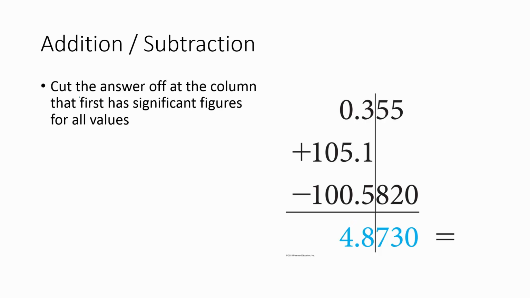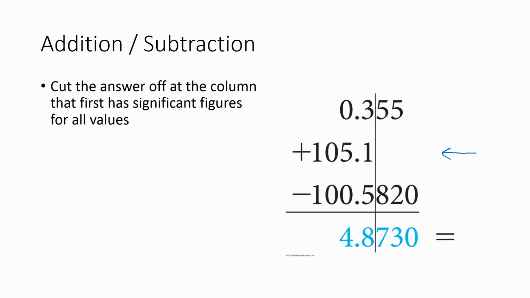Addition and subtraction is a little bit more interesting. Here what we do is we look at it lined up so that all the place columns are in the same spot, and we start moving over from the right to the left and find out where the first column is, where every number that we're adding or subtracting together has a significant digit in it.